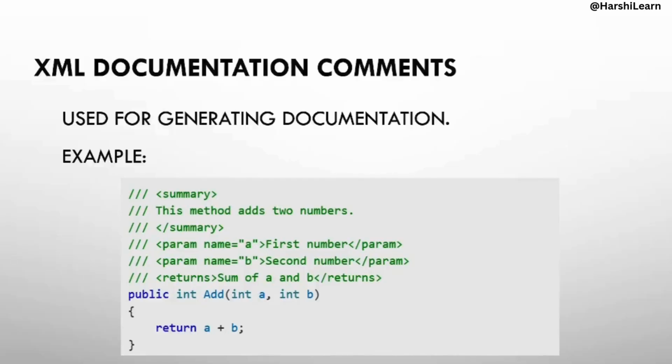Now let's talk about XML documentation comments. These start with three forward slashes and are mainly used for documenting methods, properties and classes. They are helpful when you are working with APIs because they generate automatic documentation that IntelliSense can read. Let's see this with an example.